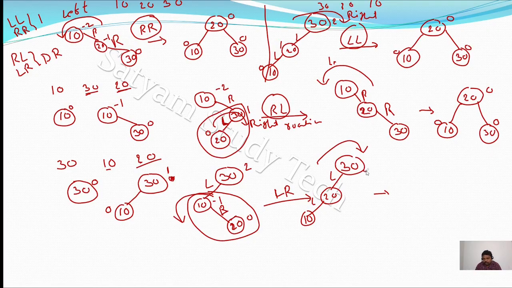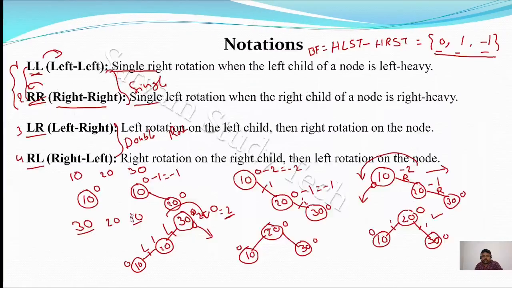That means pull down in this direction, the right direction, and 20 becomes the root here. Okay, here it is 30, here it is 10. So the balance factor of 10 is 0, the balance factor of 30 is 0, the balance factor of 20 is 0. Height of the left subtree is 1, height of the right subtree is 1, 1 minus 1 is 0. So these are the 4 notations. Okay, so perform the 4 notations, then it is balanced.